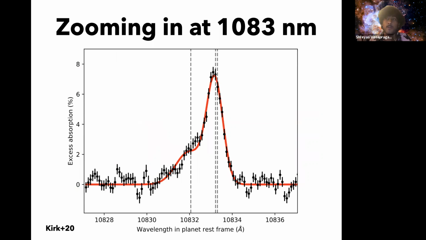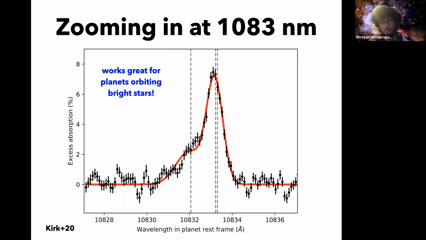And that's what Kirk et al. did in 2020. Here's the spectrum that they got, showing the excess absorption, so on top of the nominal 2% transit depth, as a function of wavelength. And you see that in the line core, this signal isn't 500 ppm, right? It's huge. It's like 6%, 7%, whereas the nominal depth of the planet is 2%.